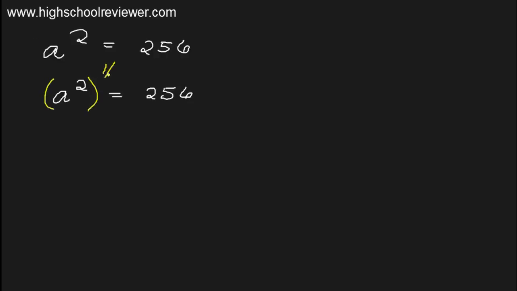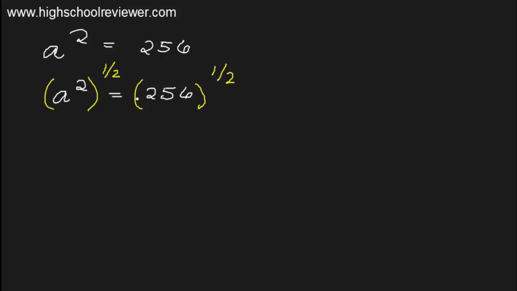Solving quadratic equations by extracting square roots. Our next problem is a squared equals 256. So to extract the square root, we have here a squared. We are going to raise both sides of the equation to 1/2. So a squared raised to 1/2, and 256 raised to 1/2.